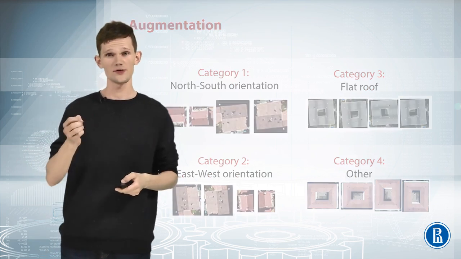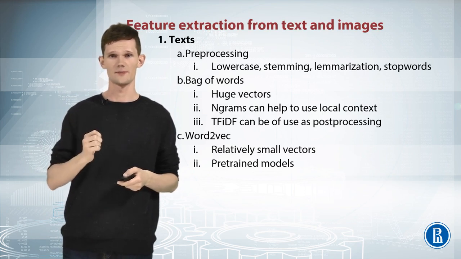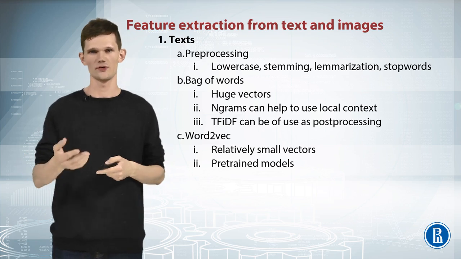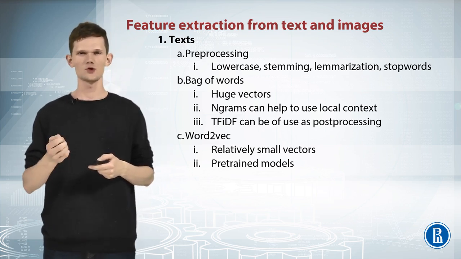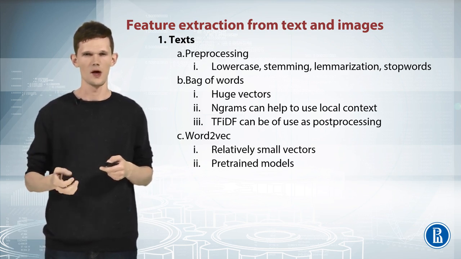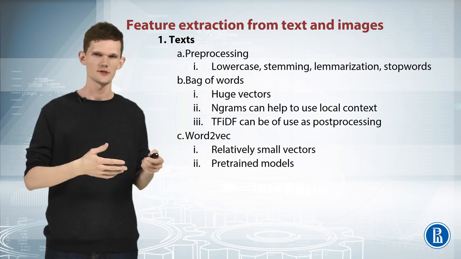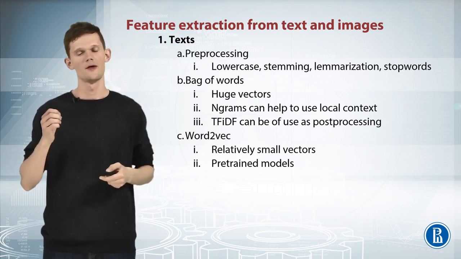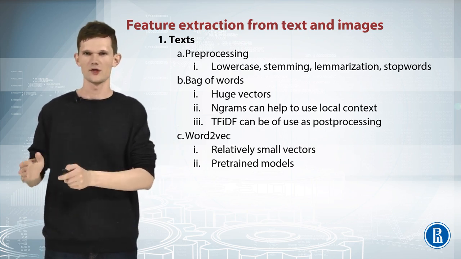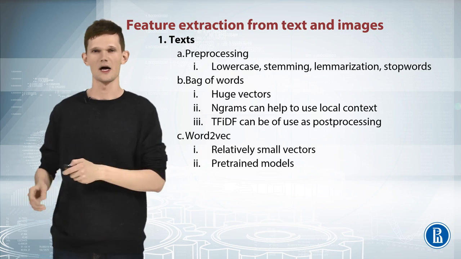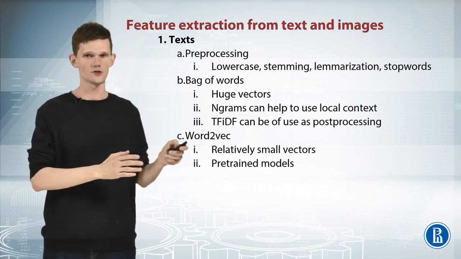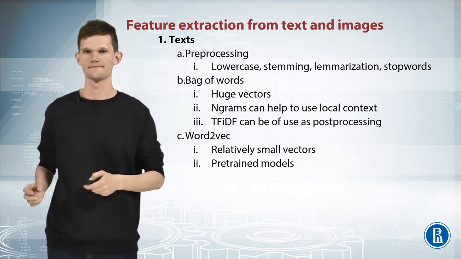Well done! Let's recall the main points we have discussed here. Sometimes you have a competition with texts or images as additional data. In this case, you usually want to extract useful features from them to improve your model. When you work with texts, pre-processing can prove to be useful. This pre-processing can include lowercase, stemming, lemmatization, and removing stop words. After the pre-processing is done, you can go with either bag-of-words or with the Word2vec approach.